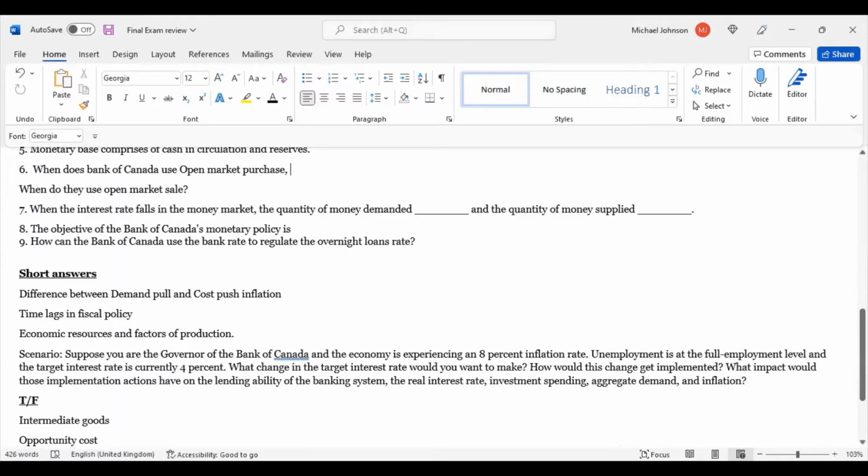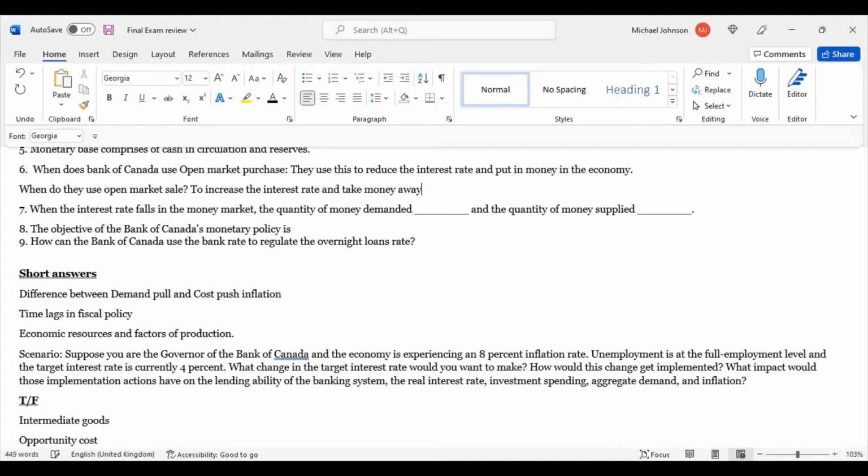They use this to reduce the interest rate and put money in the economy. They use an open market sale to increase the interest rate and take money away. They are doing this right now to reduce inflation.